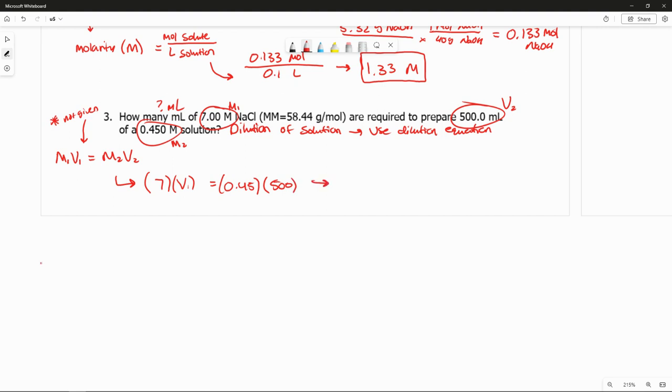Grab that. If we see volume 1 as x, we are going to have 7x equals 225 on this side. Divide by 7 on both sides, and you get V1, which is x, equals 32.14 milliliters, and then we put NaCl. That is our final answer.